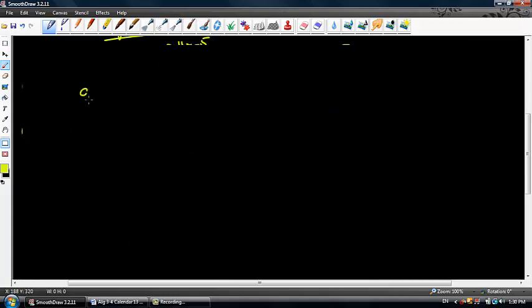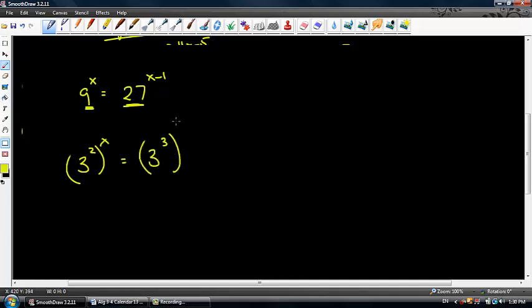So if I say 9 to the x equals 27 to the x minus 1, I've got something similar here. I mean, 9 and 27 have something in common. They have a 3. So I can say it's 3 squared to the x power equals 3 to the third, and that's being raised to the x minus 1. Well, 3 squared to the x is really 3 to the 2x.